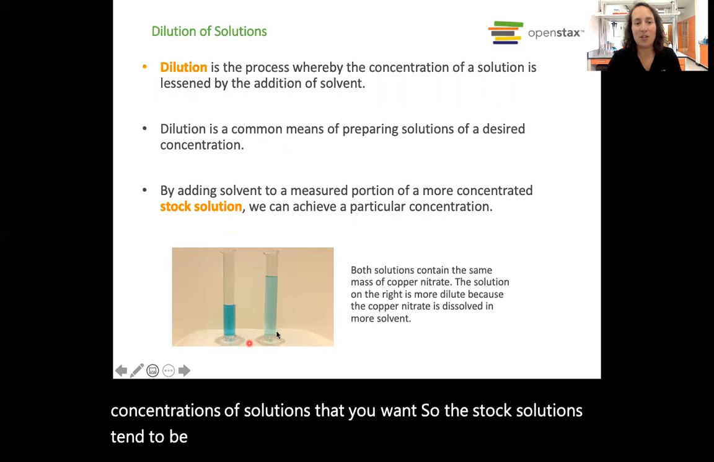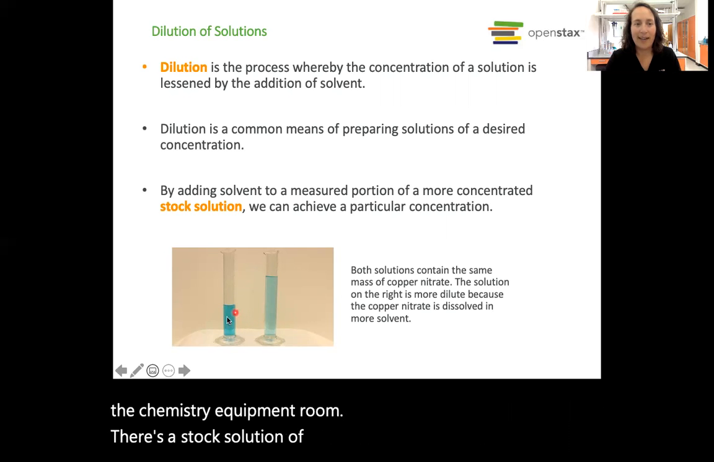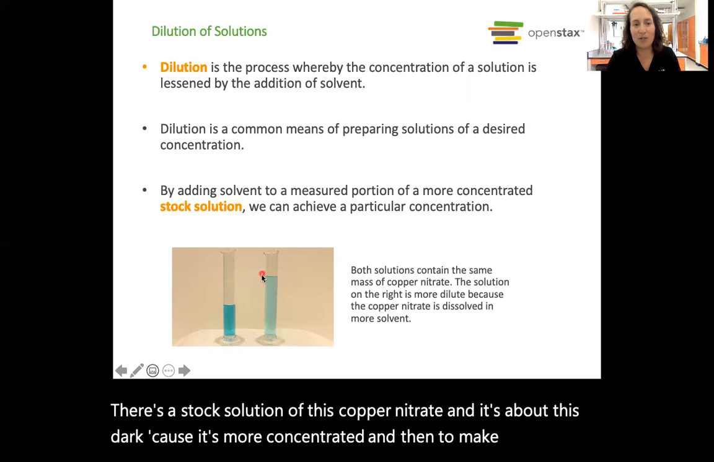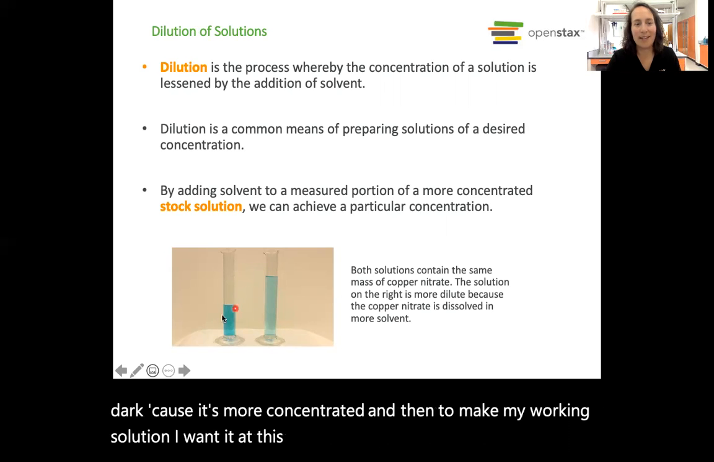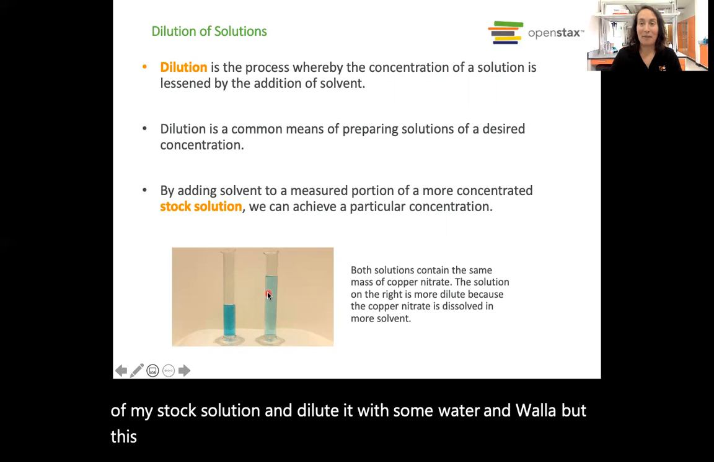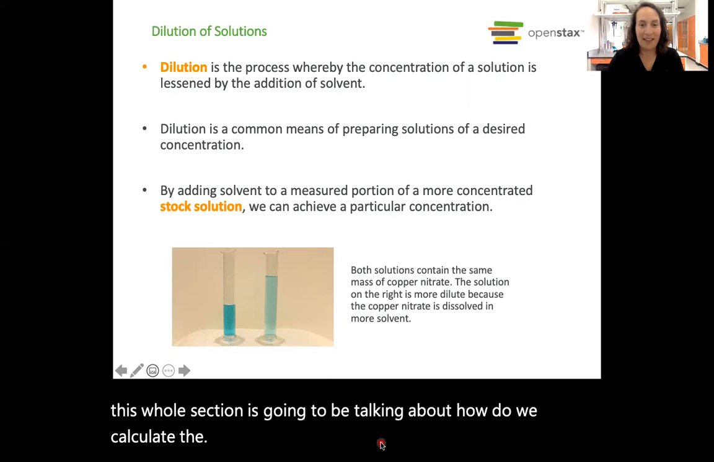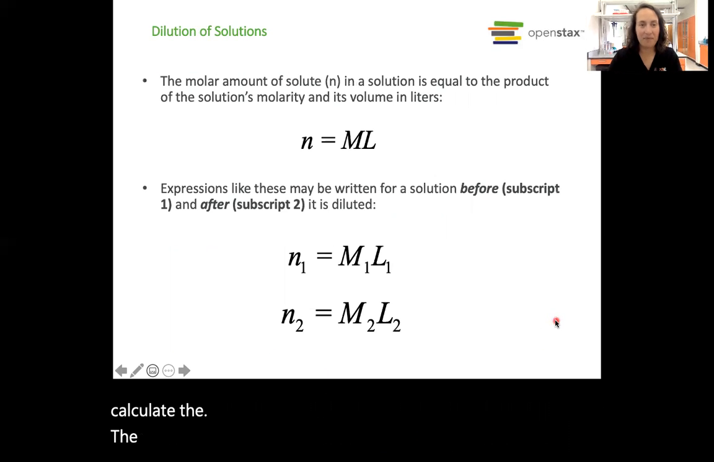So maybe out of these two, in the chemistry equipment room, there's a stock solution of copper nitrate, and it's this dark because it's more concentrated. To make my working solution, I want it at a certain concentration. So I take a little bit of my stock solution and dilute it with some water, and voila. This whole section is going to be about how we calculate the concentrations. So there's a formula for that.